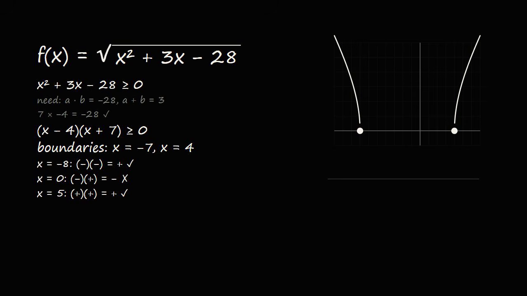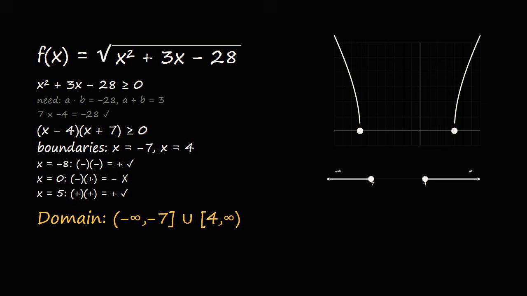Try x = 5 to the right of both boundaries. Positive times positive, which is positive again. That region works too. So we keep the two outer regions and throw away the middle. The domain is x ≤ -7, or x ≥ 4. Now watch what happens when the square root moves into the denominator. f(x) = 1 divided by √(x + 3).